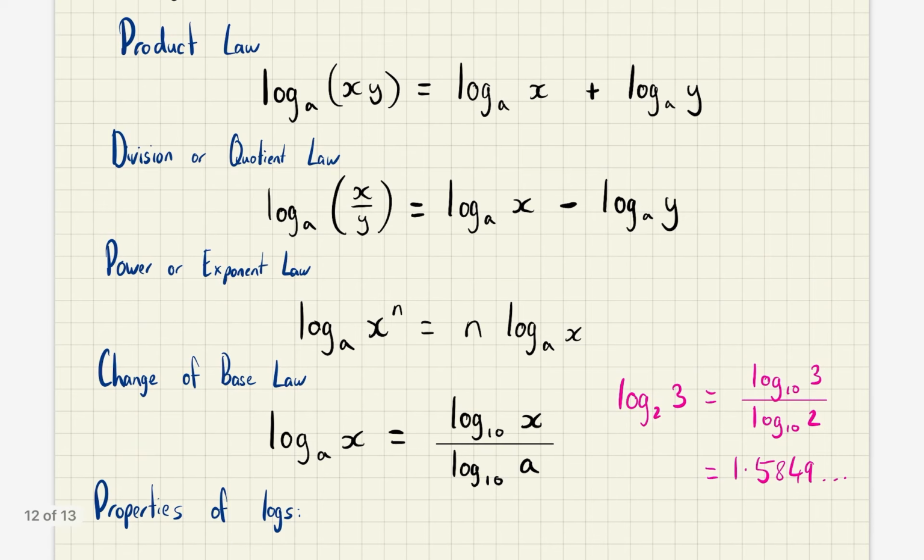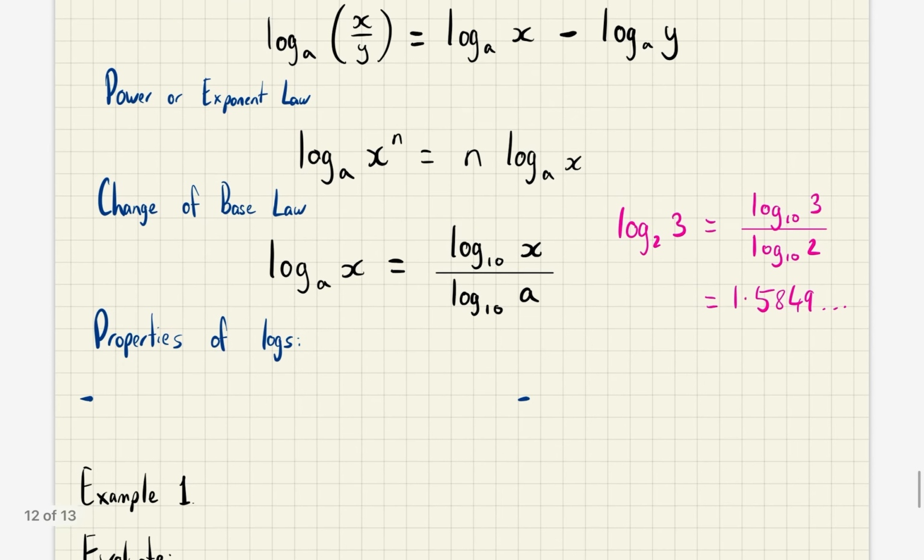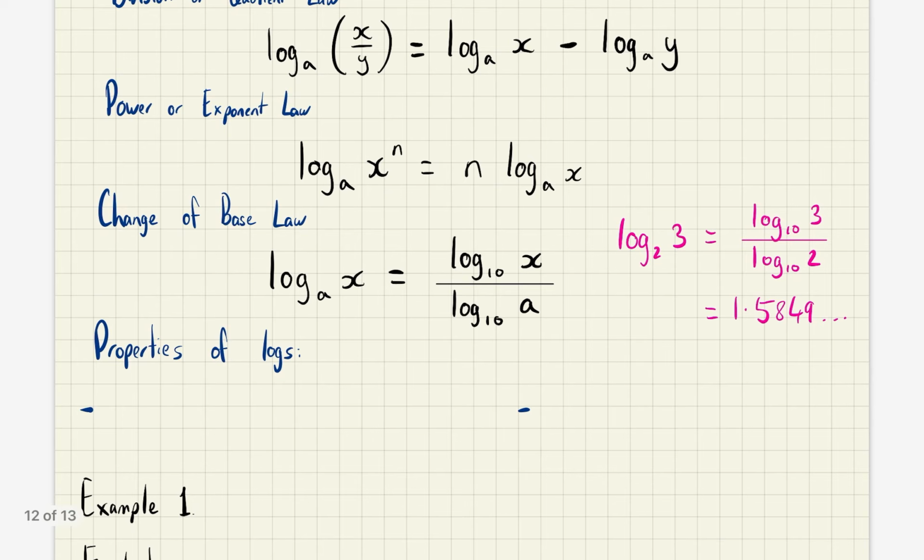Now that's the 4 laws. So we've got product law, quotient law, exponent law, and base law. The properties of logs, though, there's 2 that are pretty important. The first one is something like this. If I've got log base A, and these 2 things match, then it always equals 1.